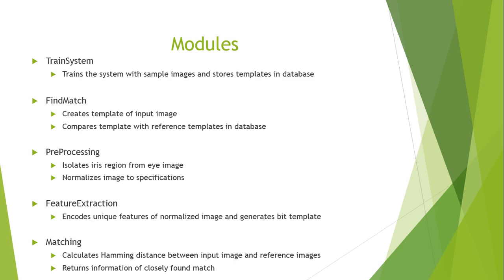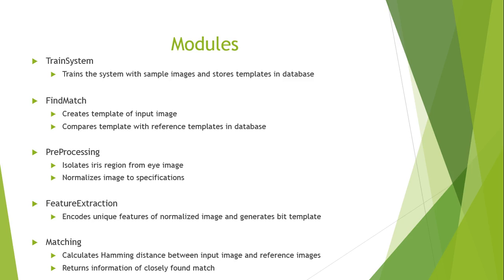My system has 5 major modules. The first module is the train system module. This module is invoked when you want to train the system. It takes the set of sample images, extracts and generates a template and then stores it into the database. The second module is the find match module. It creates a template of the input image and then compares the template with the reference templates in the database and tries to find out if there is a match, or if no match is found, then it returns the closest match.